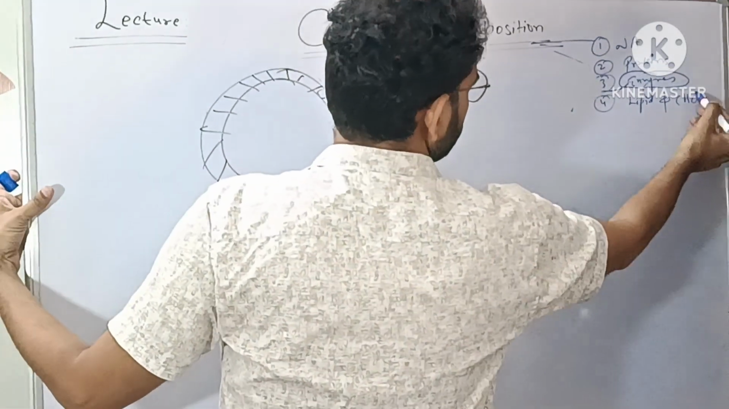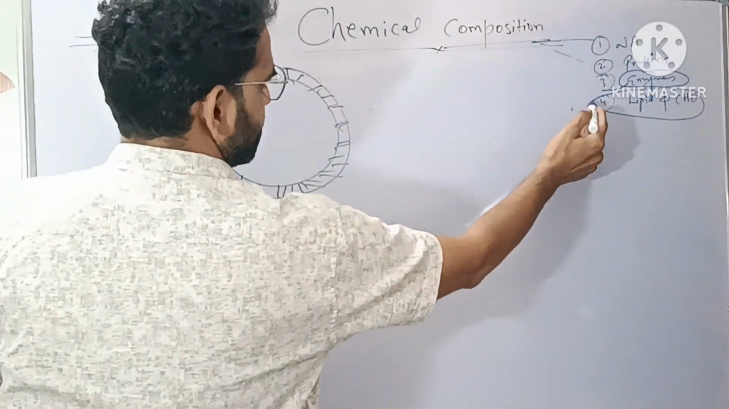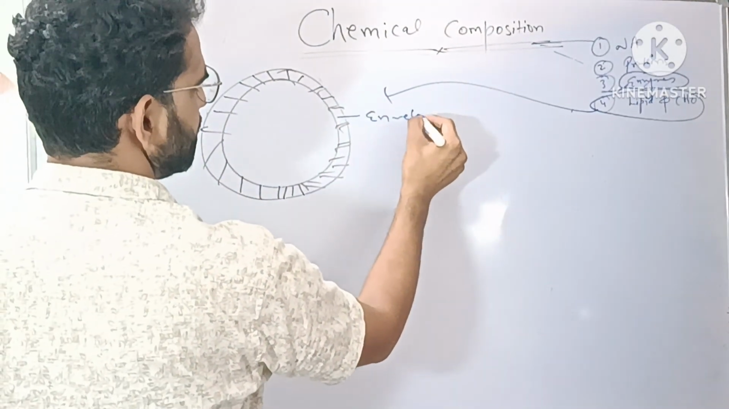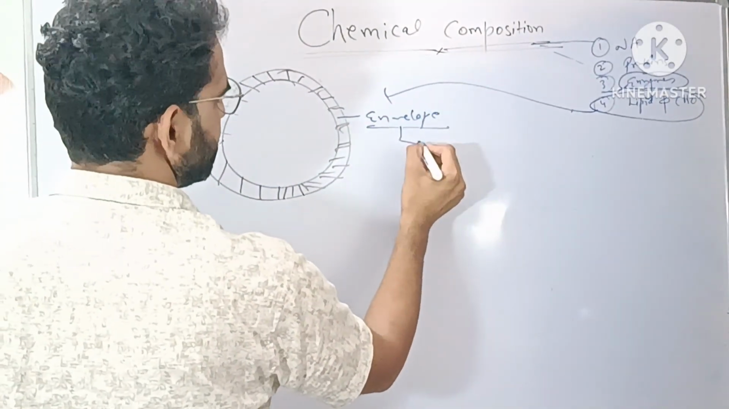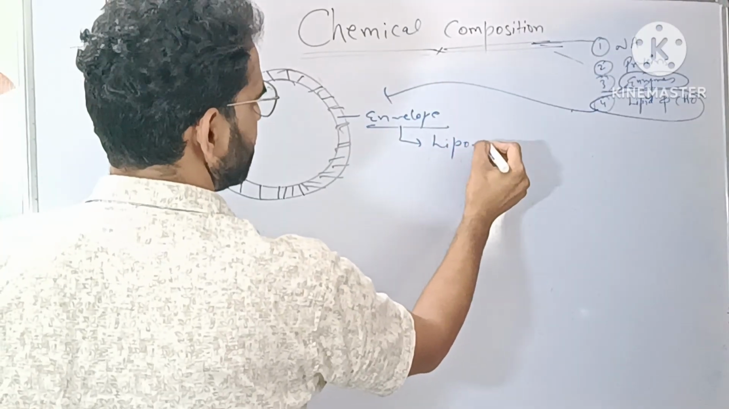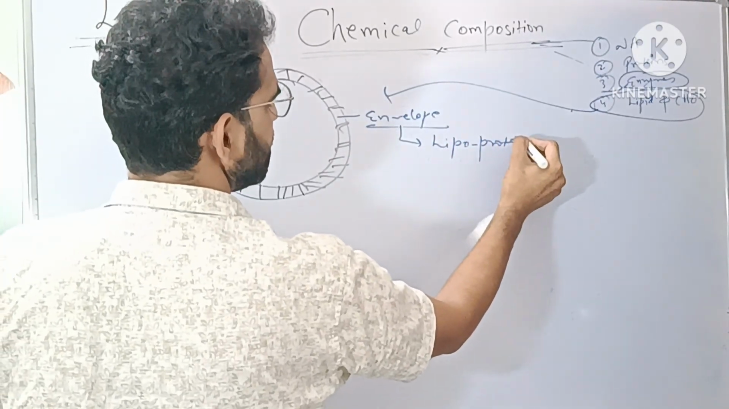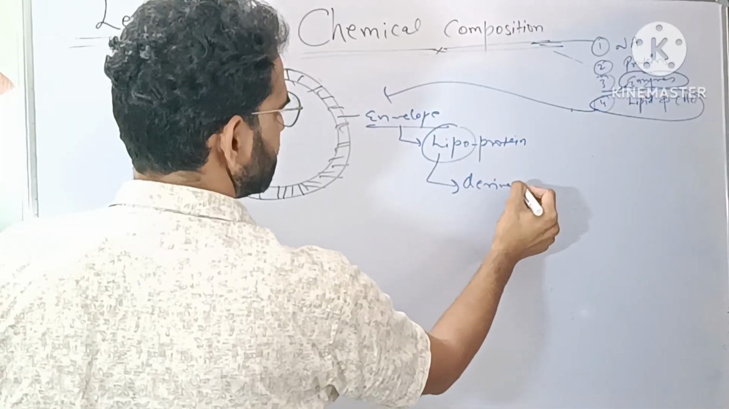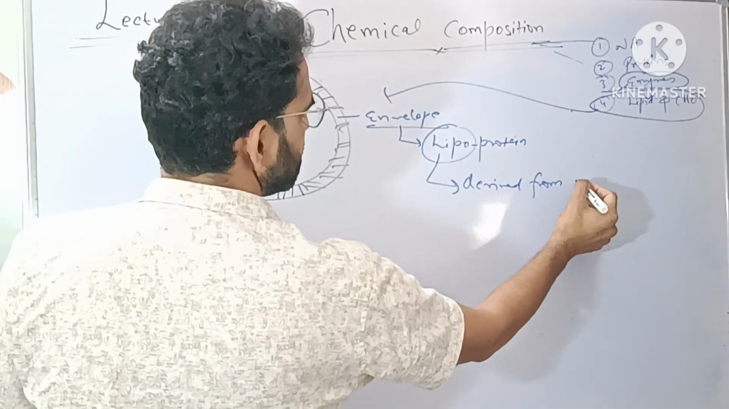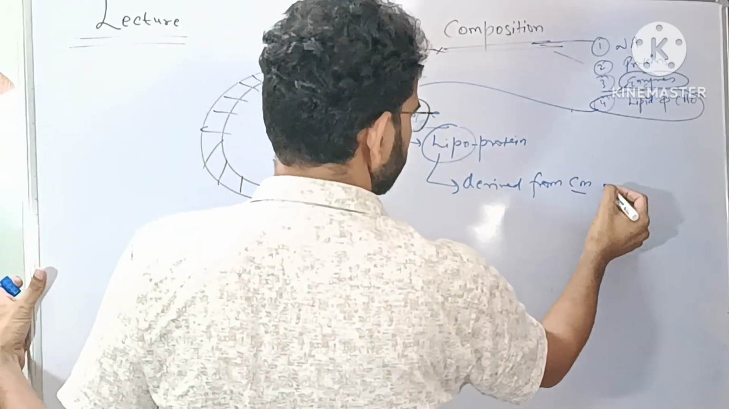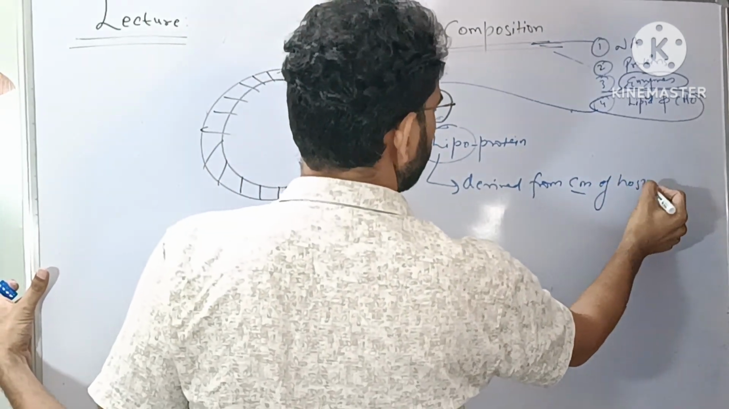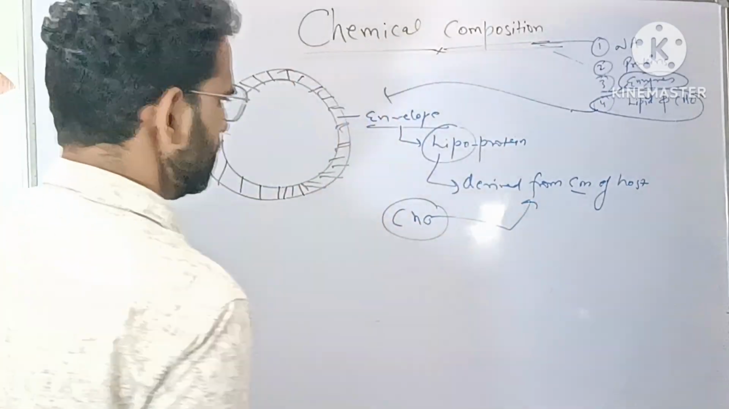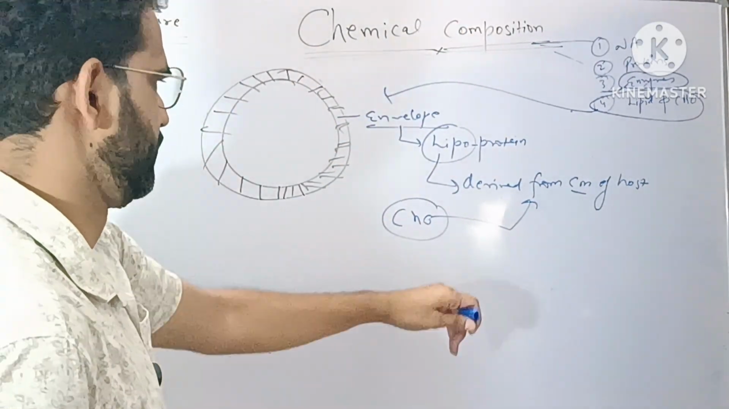So the last portion is the lipid and carbohydrate. Where the lipid is present, this is the envelope of the virus, and it is lipoprotein in nature. This lipid portion is derived from the cell membrane of a host, and this carbohydrate portion is also derived from the cell membrane of the host.